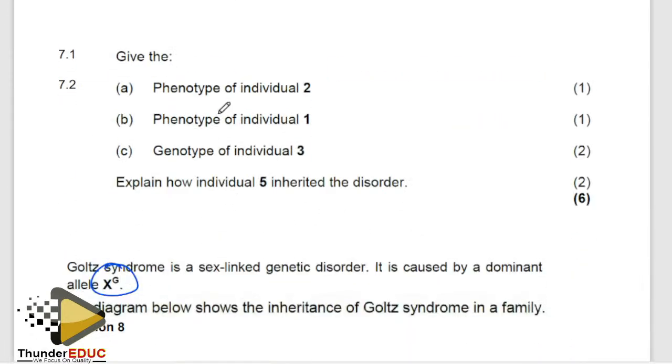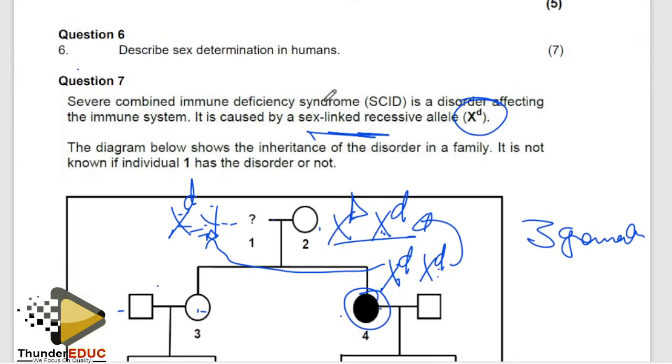Then the phenotype of 1. We have identified that this person, because they have produced a kid who is sick, and the sick is like this, therefore one recessive allele came from here, another recessive allele came from here. And remember, this is a male, ne? This is a male. Therefore, this individual is affected with the disorder.